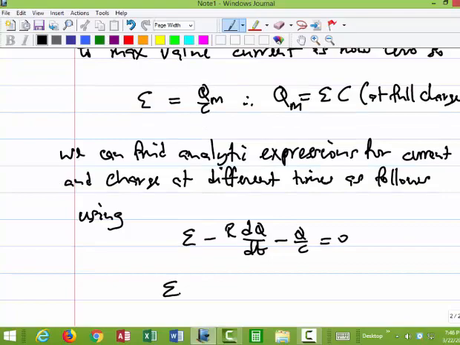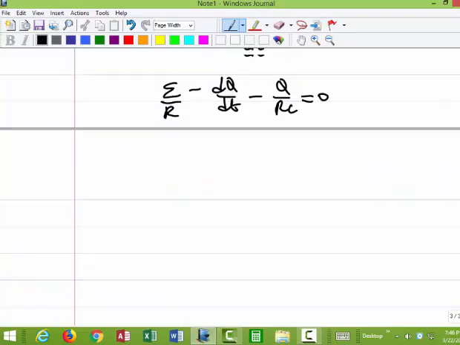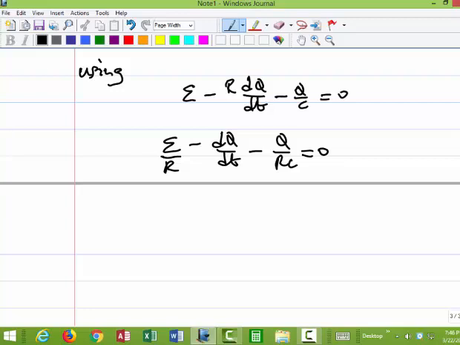So we can write E over R minus dQ/dt minus Q over RC equals 0, and then we put those on the other side of the equal sign. So we'll say that minus dQ/dt should be equal to Q over RC minus E over R. Okay.